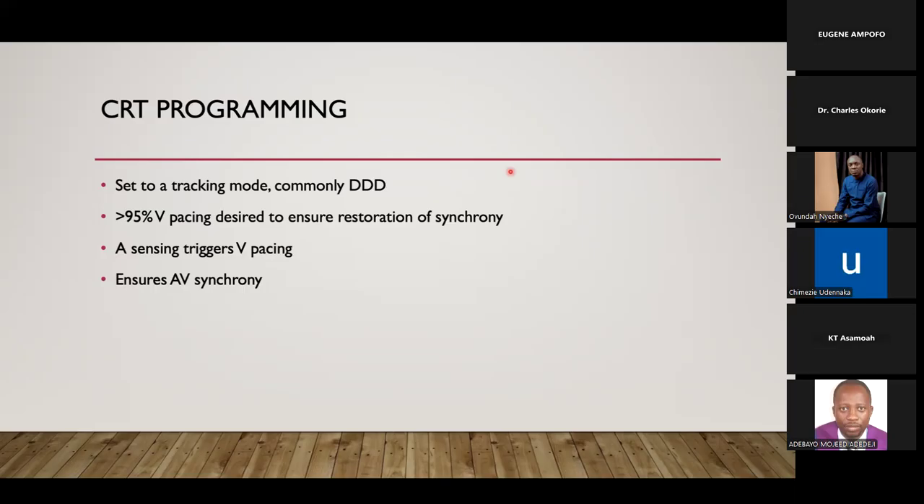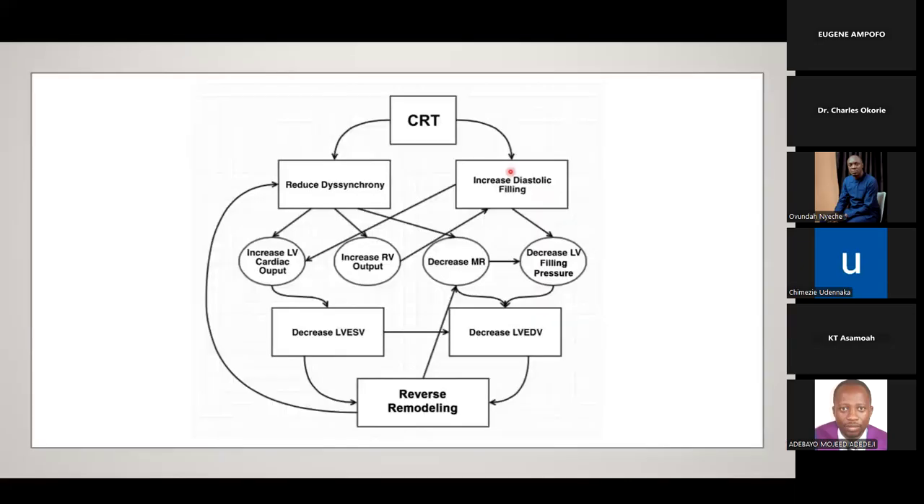With a pacemaker, once you have more than 40% pacing, then we say that person is likely to be pacemaker dependent. But with a CRT, you want the person to be pacemaker dependent because that is what is ensuring that you have the synchrony. Once you have a lower percentage than this, then that means that your synchrony is not optimal. So A sensing will trigger V pacing to ensure that there is appropriate AV synchrony.